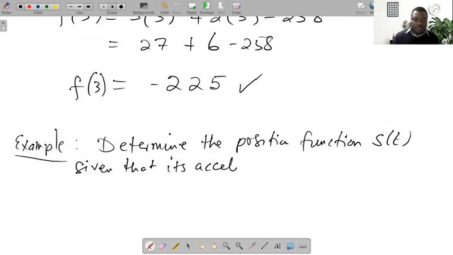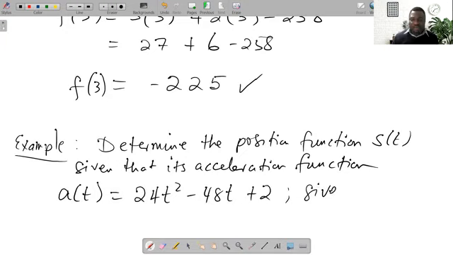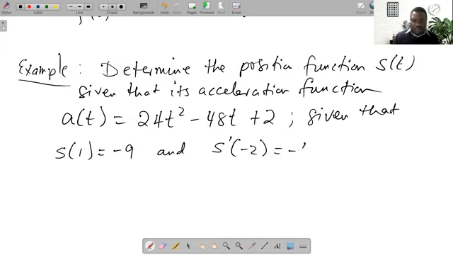its acceleration function a of t equal 24t squared minus 48t plus 2, given that s of 1 is equal to negative 9 and s prime of negative 2 equal negative 4. Stuff like that.